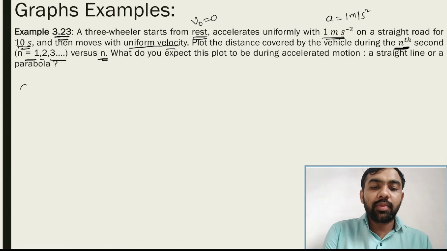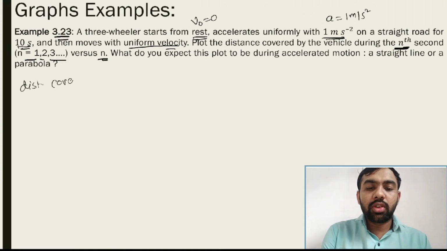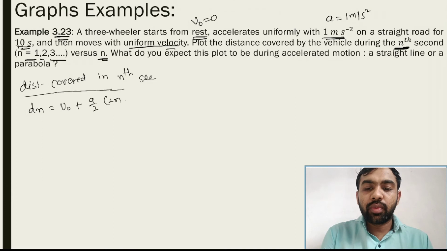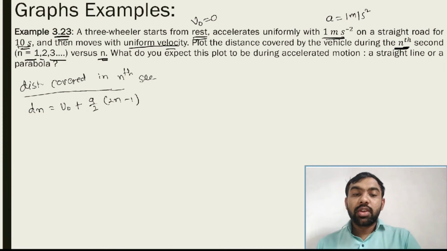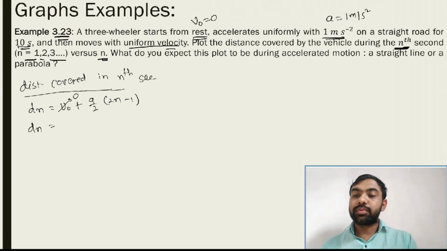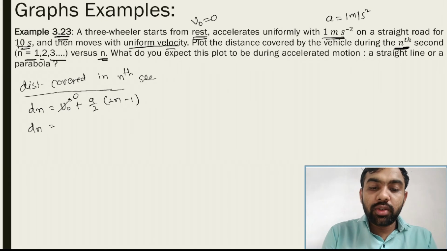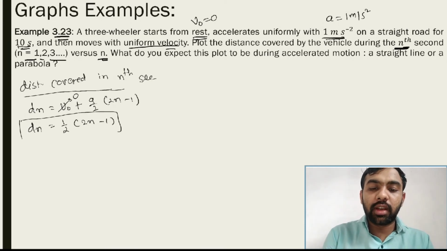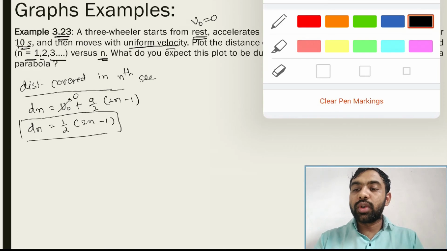So what is the distance covered in the nth second? That is dn is equal to v0 plus a by 2 into (2n minus 1), that is a simple relation. Here v0 is equal to 0 and a is equal to 1, so dn is equal to 1 by 2 into (2n minus 1). That is the case for this example. So what are d1 and d2, everything?